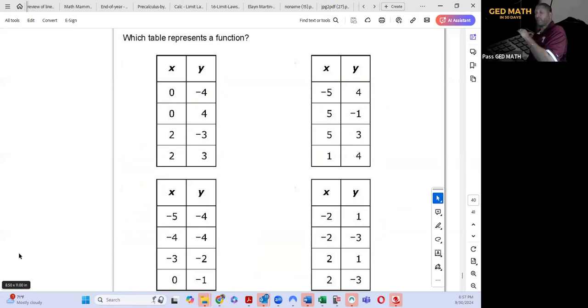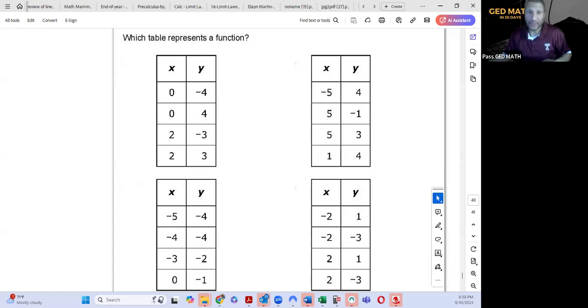You can almost look at every practice test and you'll see evaluating the function, or identifying one input for one output. That's what they're going to say. It's the easiest problem. For every x, there's only one y.